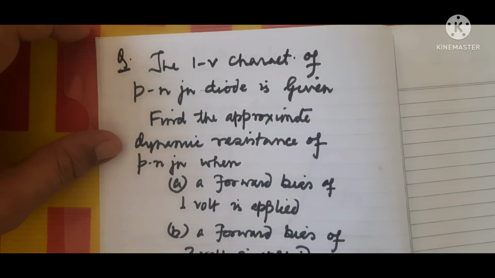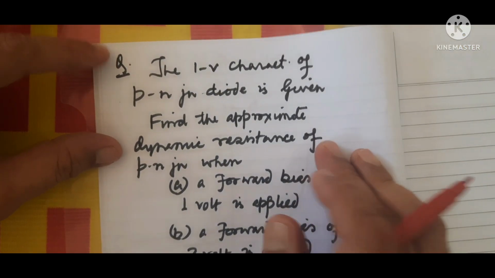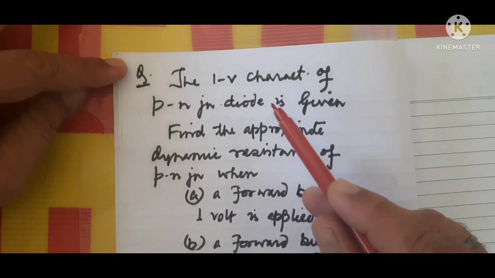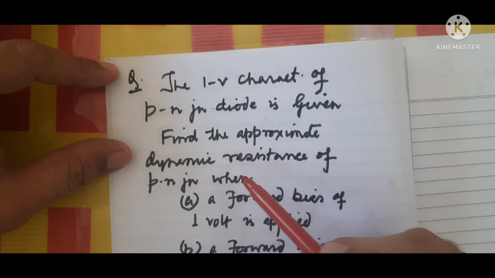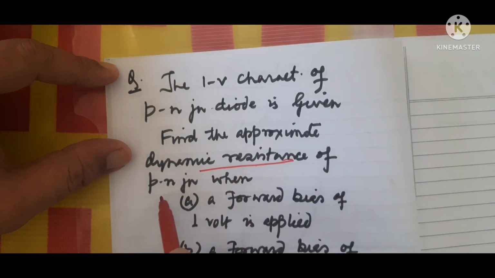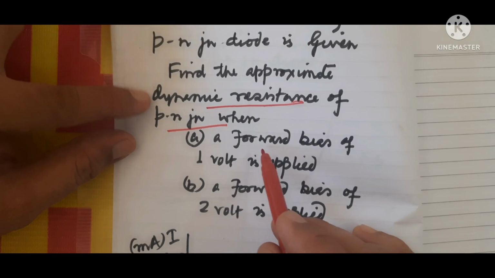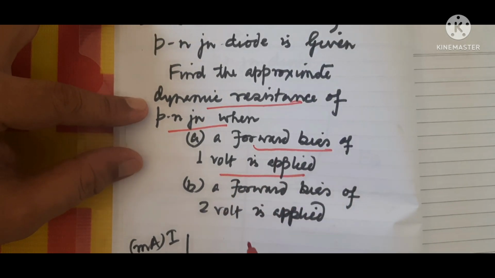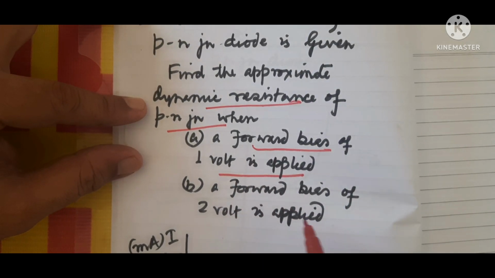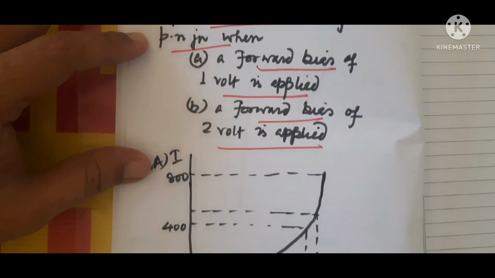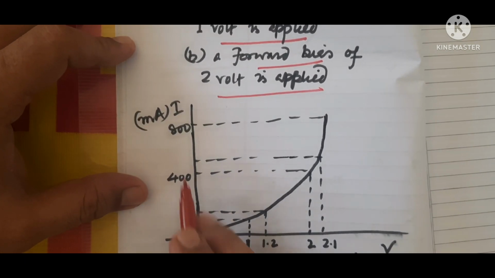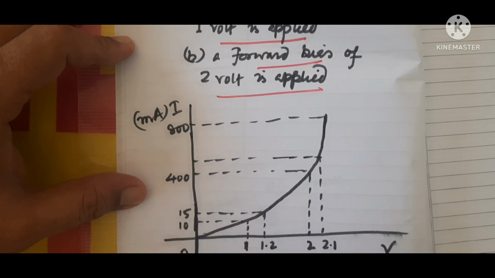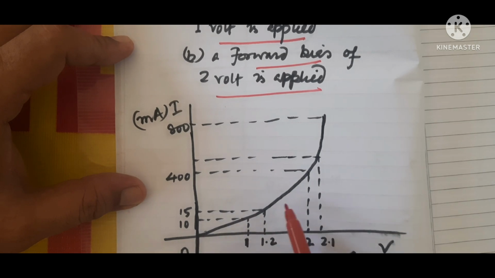Another question on the IV characteristics of a PN junction diode. The IV characteristics of a PN junction diode are given in the diagram. Find the approximate dynamic resistance of the PN junction when a forward bias of 1 volt is applied, and second part, when a forward bias of 2 volt is applied. See the diagram properly, I along the y axis and V along the x axis.